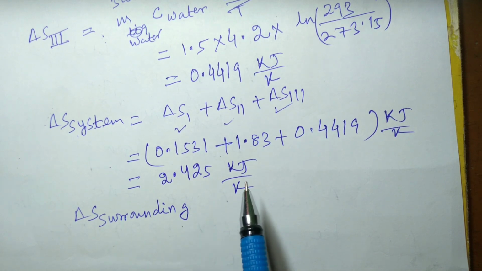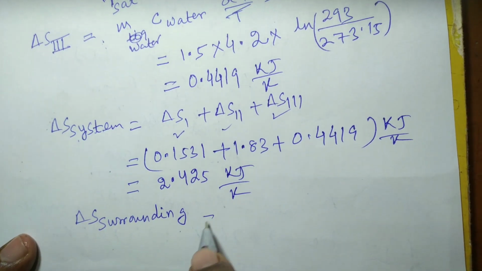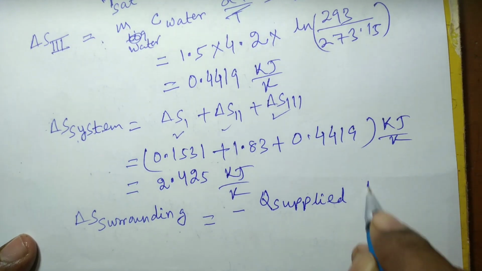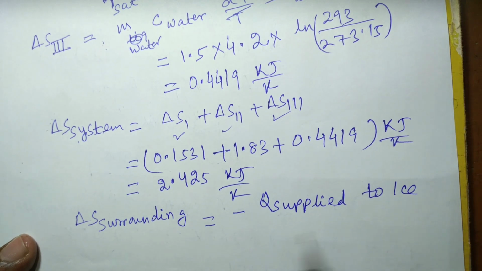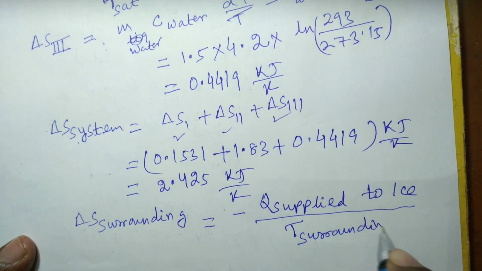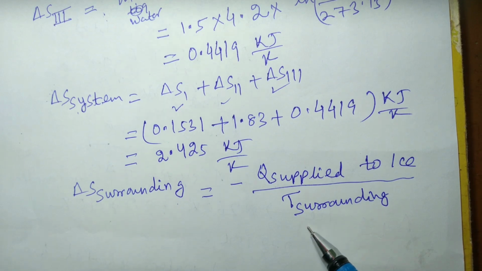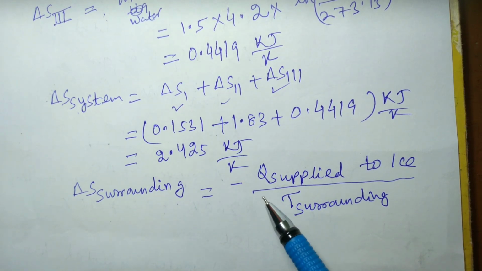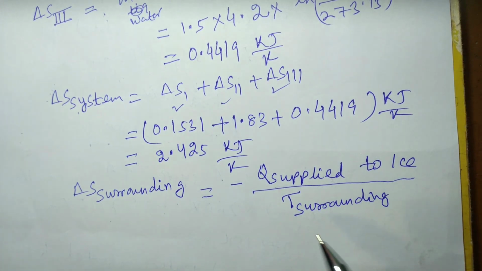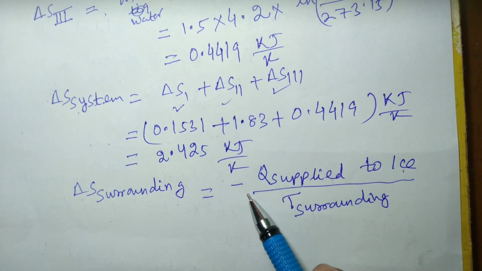So whatever heat comes from this, if you want to calculate the change in entropy of surrounding, that will be minus of heat supplied to ice, or you can say heat absorbed by ice, divided by T surrounding, because this is how we calculate the change in entropy of reservoir. Temperature is constant, so no integration is required. Minus of Q supplied to ice, or you can say Q rejected by surrounding. Since it is rejected, minus sign is put before it.